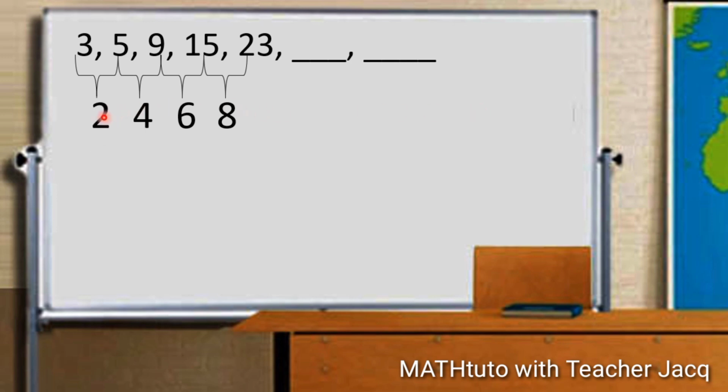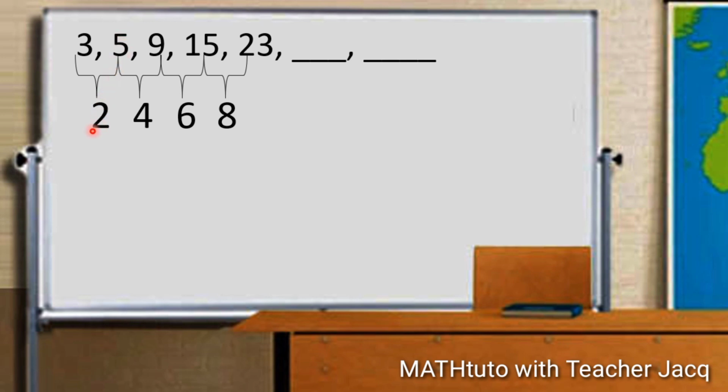So, i-observe nyo yung mga difference na nakuha natin. Ano ang napapansin ninyo? Correct. Multiples of 2 yung ating mga nakuhang difference. So, ang magiging pattern natin is multiples of 2. Nag-a-add tayo ng mga multiples of 2 consecutively sa ating mga terms. For example, si 3, i-add mo siya kay 2 to get 5.